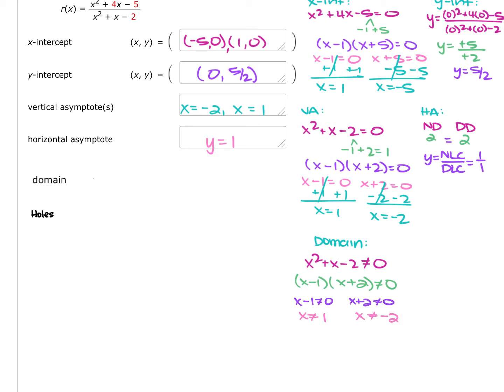So if we were to draw this out on a number line, the only part that our line would not cover from negative infinity to positive infinity would be the -2 and the 1. So to write this in interval notation, you're going from negative infinity up to -2 with a union between -2 and 1 with a union from 1 to positive infinity.